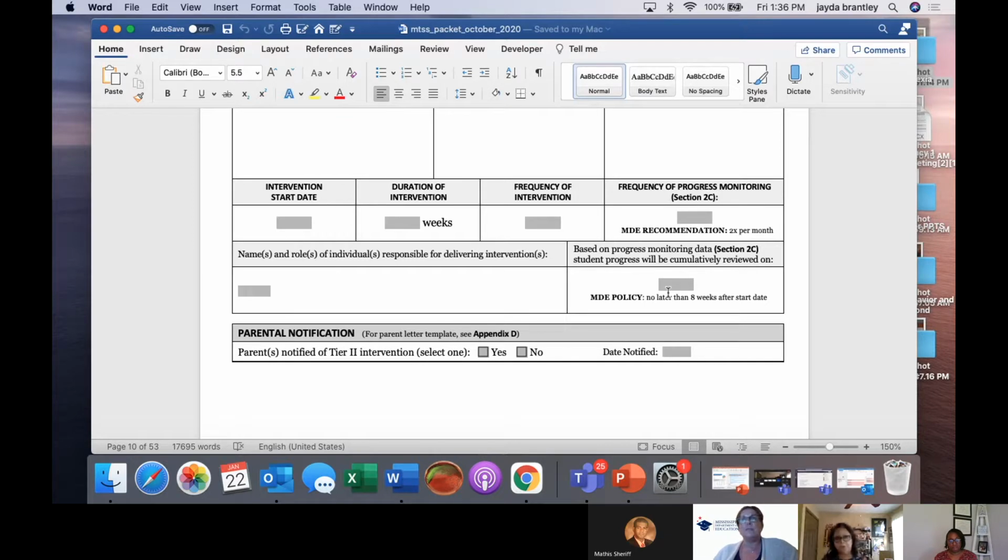But we have to make sure though that we don't keep them in tier 2 and just keep on saying, well, they're in tier 2, they're in tier 2, they're in tier 2. We have to make sure we really look at that data and dissect that data and have data to show that tier 2 is the best placement for the student.